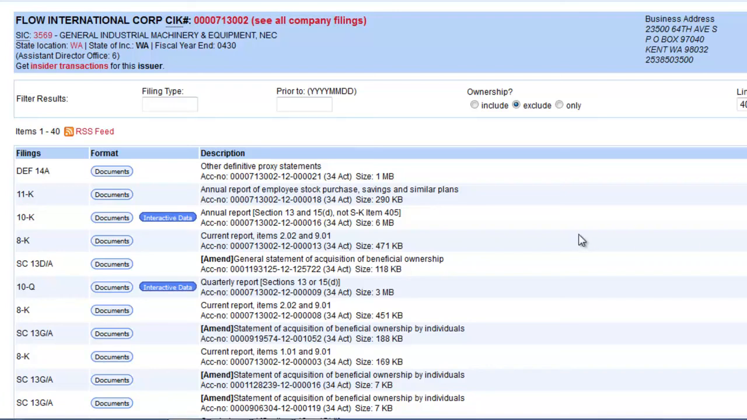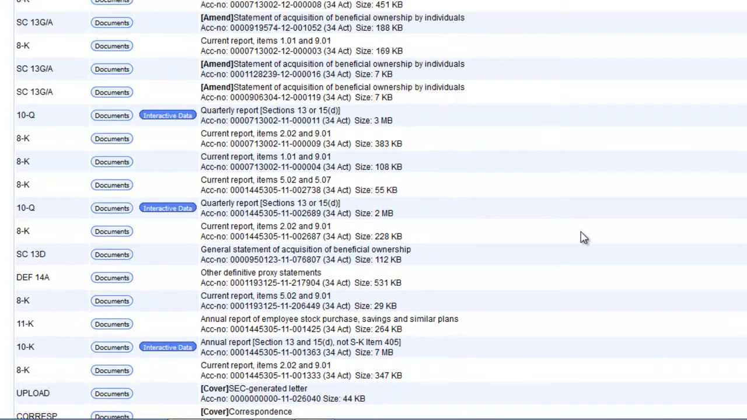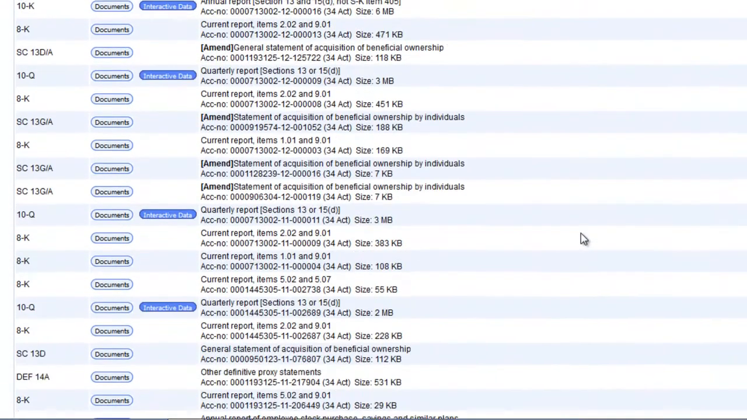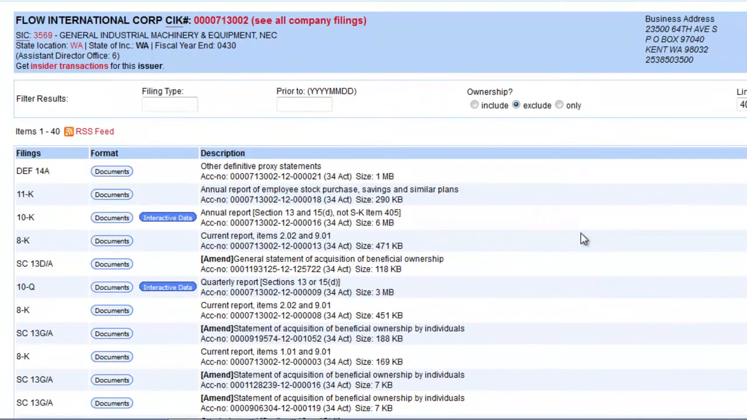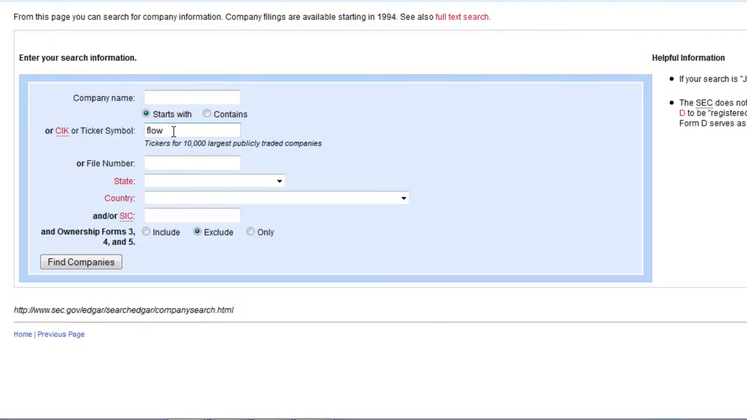If we scroll down through a list of SEC filings of Flow International Corporation, we will not find any 13Fs. And the reason for this is that 13Fs are filed by investment managers. So we have to go back to the beginning of our search, and instead of typing in a ticker symbol, we would have to type in the name of a hedge fund or a mutual fund.